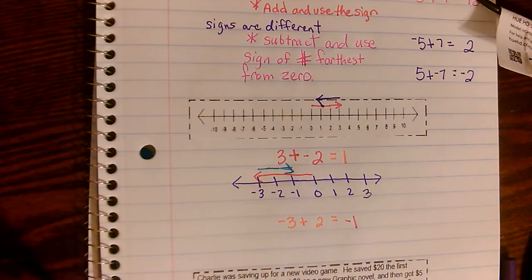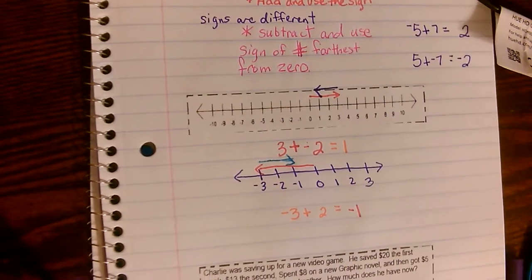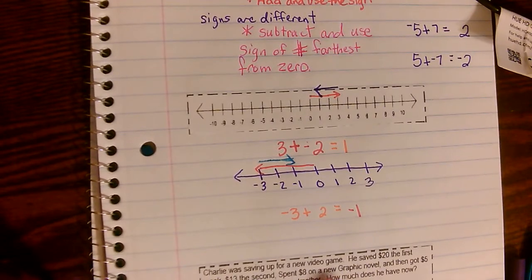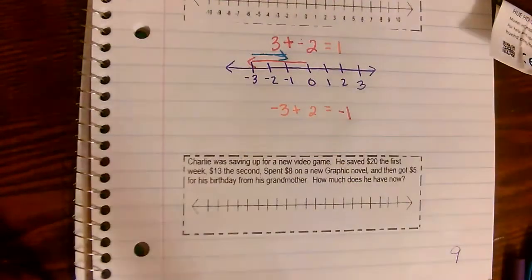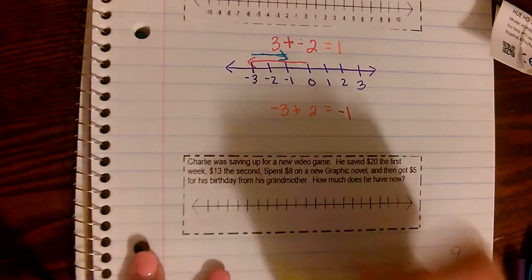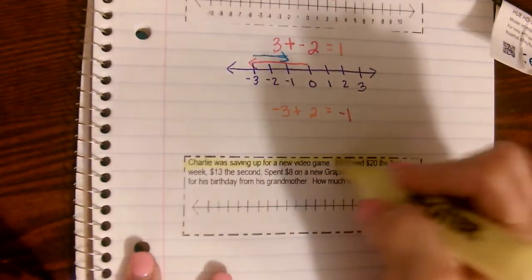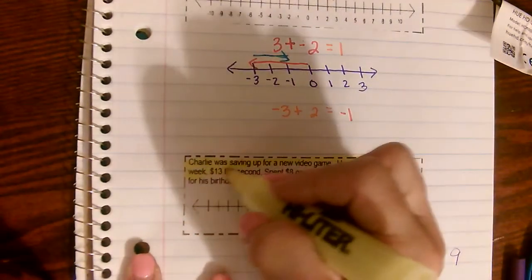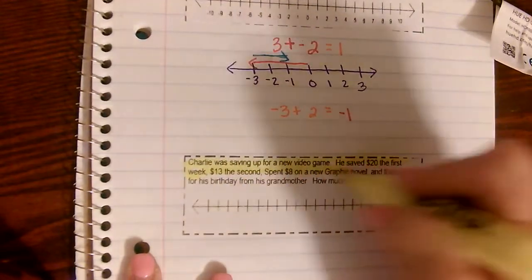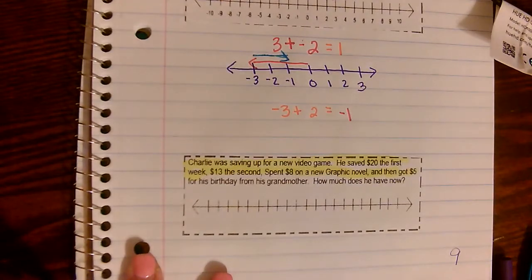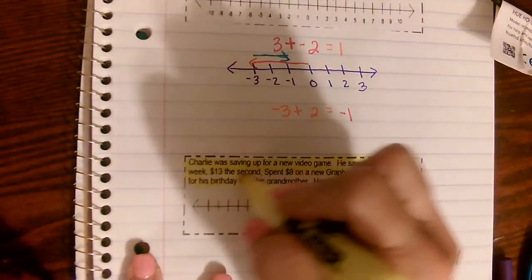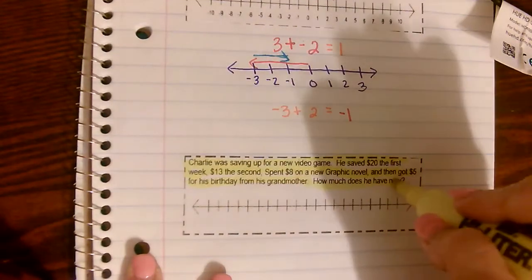Now on this next one, let's try writing a problem with these numbers. So let's go down to here and let's read this information. Charlie was saving up for a new video game. He saved $20 for the first week, $13 the second, spent $8 on a new graphic novel, and then he got $5 for his birthday from his grandmother. How much does he have now?